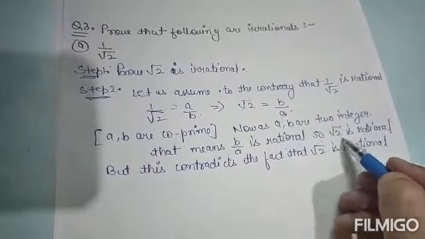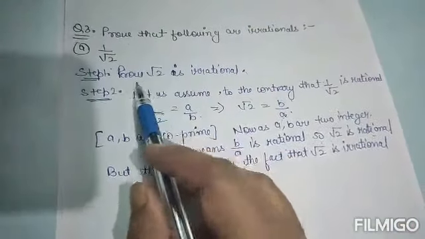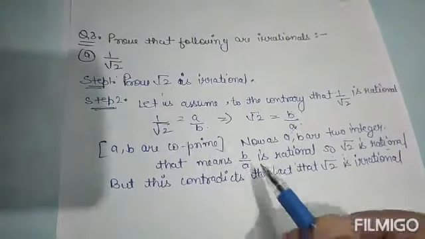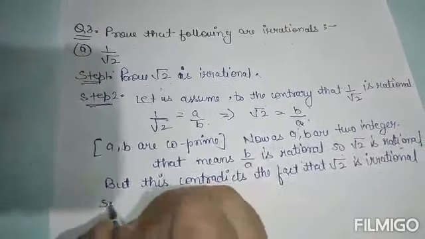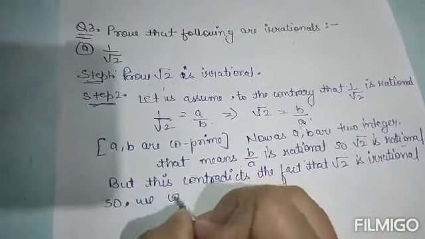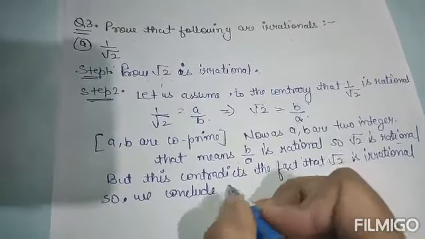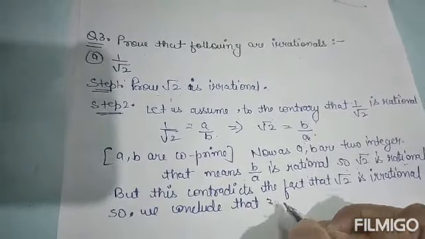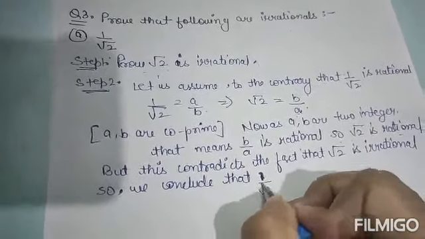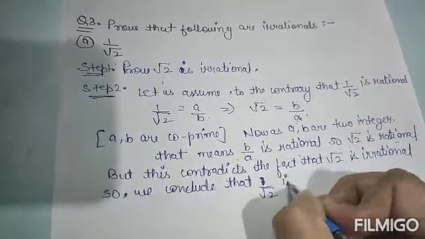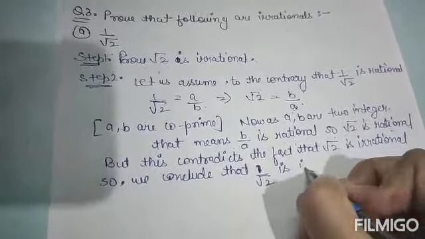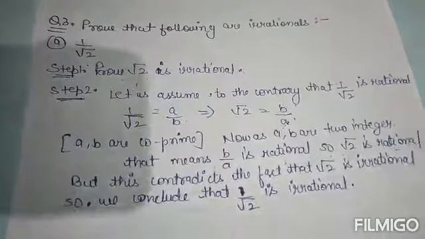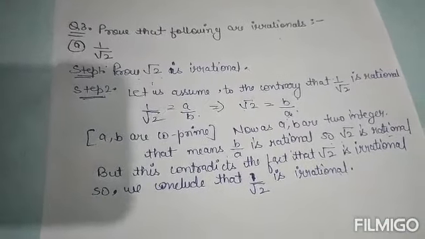We can only contradict this step 2 on the basis of step 1, which we have to prove firstly कि root 2 is irrational. Then we can use it. So what we concluded? That 1 upon square root 2 is irrational. This is how we solve such questions.